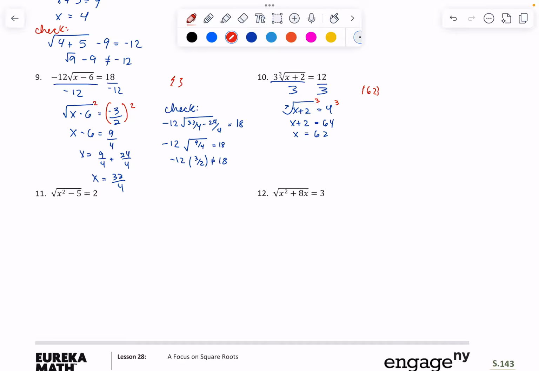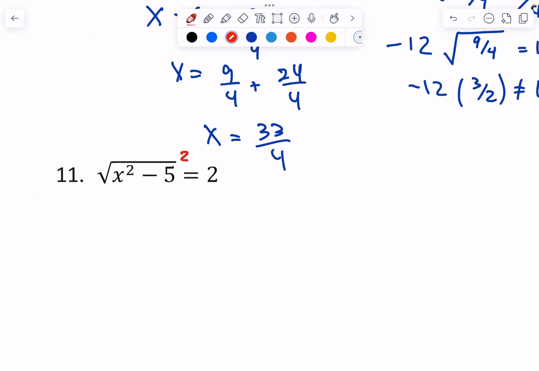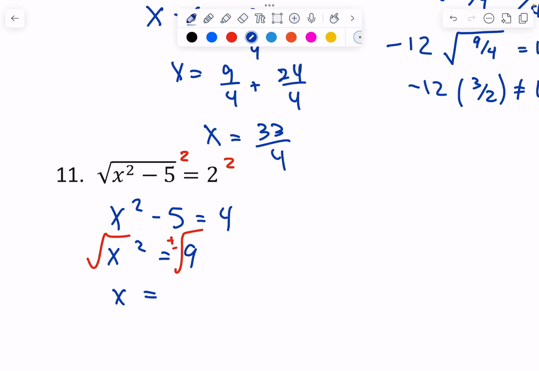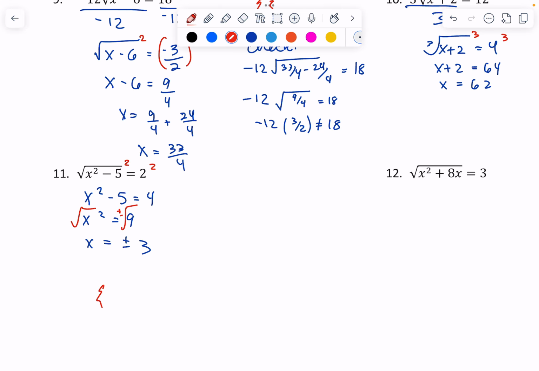Moving on to 11, square both sides. You get x squared minus 5 equals 4, add 5, get 9, square root both sides, and remember that whenever we do that we add plus or minus, so that gives us plus or minus 3, both of which work out when we plug them into the original, so those are both the solutions.